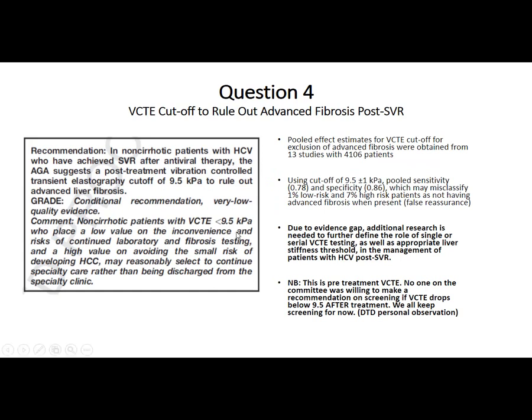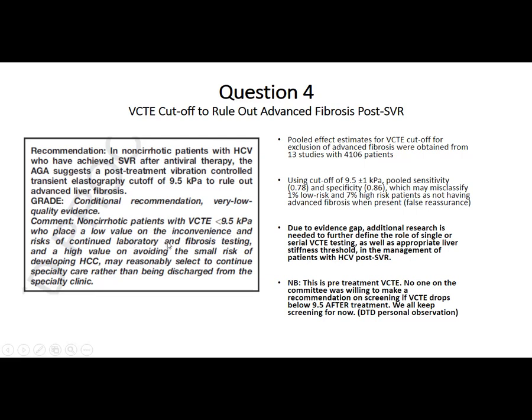So here's a recommendation. In non-cirrhotic patients with Hep C who have achieved SVR, the AGA suggests a post-treatment vibration-controlled transient elastography cutoff of 9.5 kilopascals to rule out advanced liver fibrosis. This is a conditional recommendation with low-quality evidence.